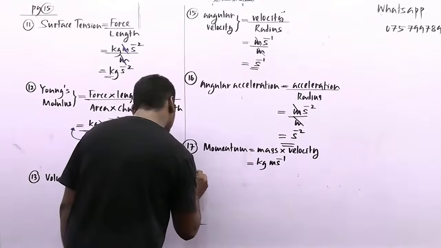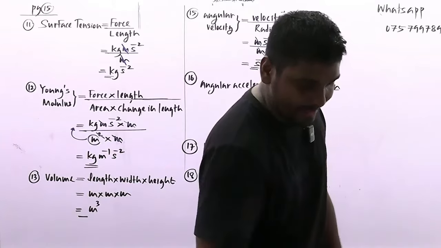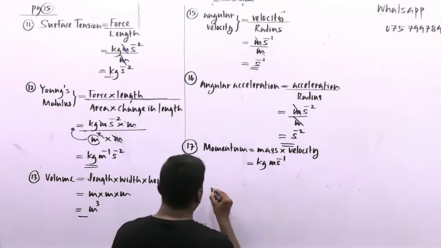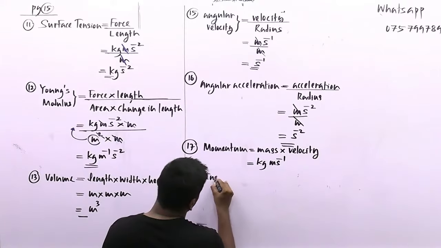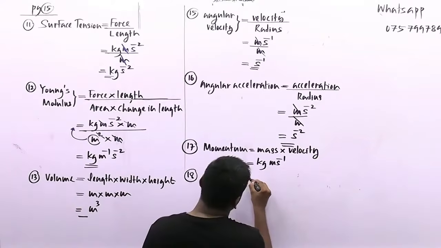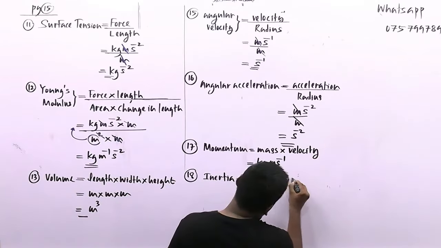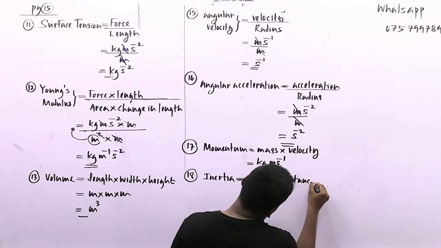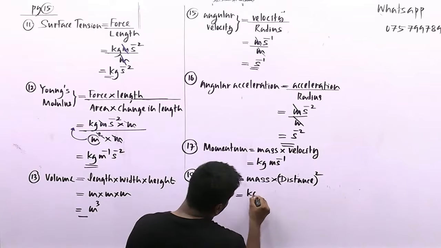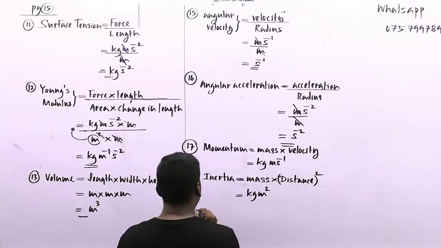Question number 18. Inertia means mass into distance squared. Mass is measured in kilograms. Distance is measured in meters squared. So kg m squared.